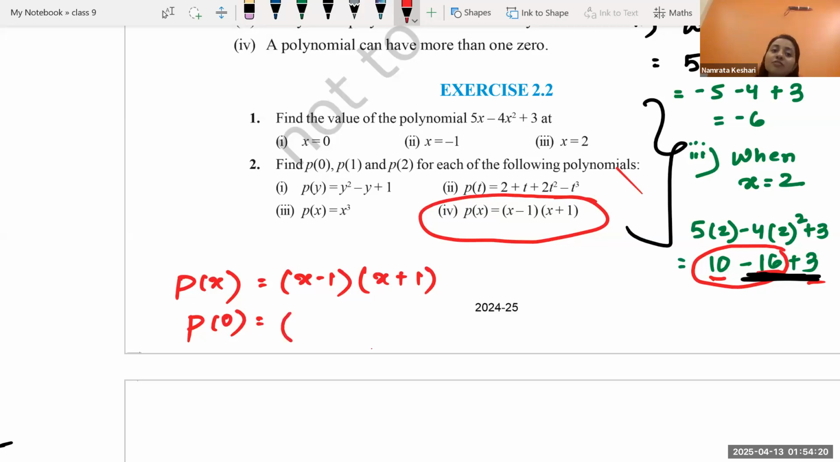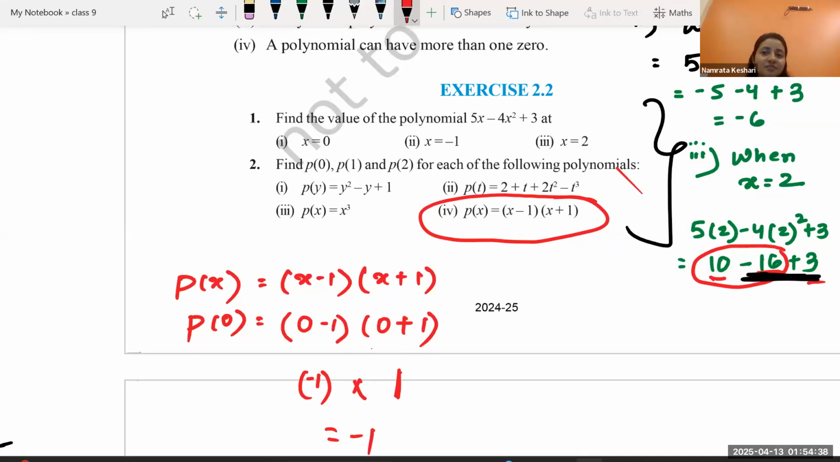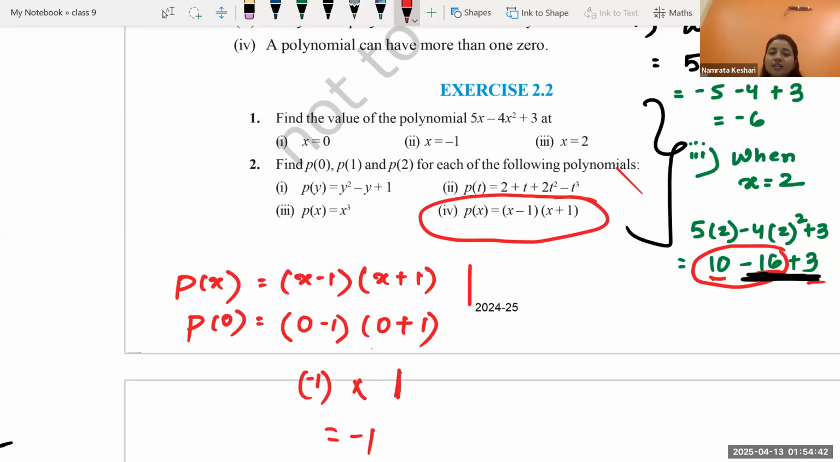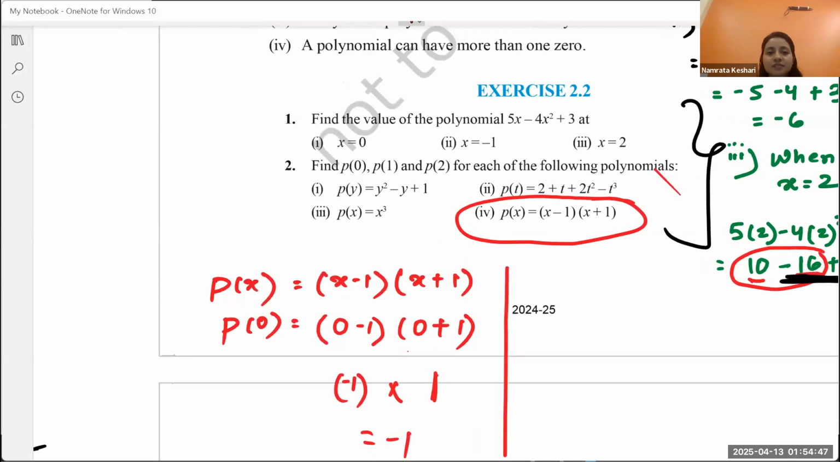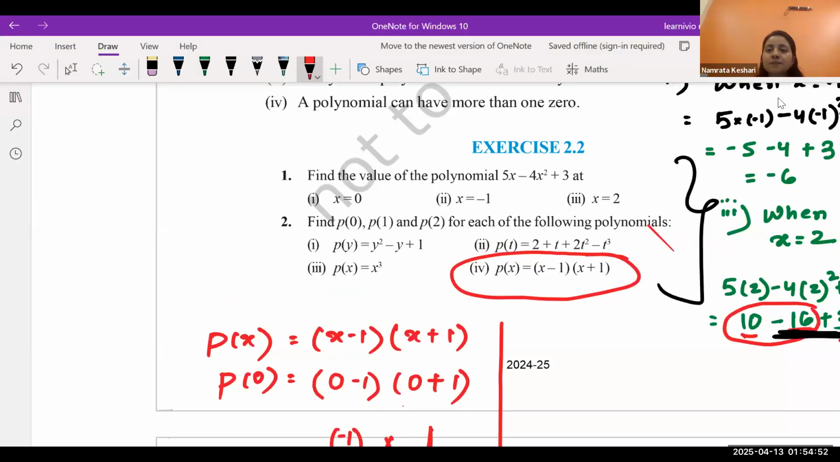We will be careful while doing the simplification. 0 minus 1. Okay, 0 plus 1. 0 plus 1 is just 1 and 0 minus 1 is -1. A negative number multiplied with a positive number, the result is -1. No confusion, right? Any confusion, Afia? Any confusion over here? Okay. So yeah, we will be careful while doing the simplification.